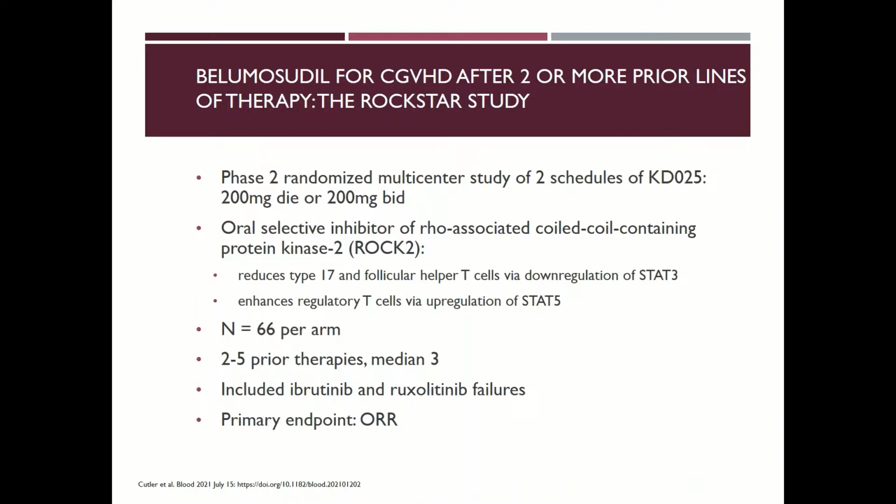It is thought to reduce type 17 and follicular helper T cells through downregulation of STAT3, and thought to enhance regulatory T cell function. 66 patients were randomized to each dosing schedule. They were heavily treated. They had 2 to 5 prior lines of therapy, a median of 3, and importantly, this study included patients who'd failed Ibrutinib and ruxolitinib. The primary endpoint was overall response rate.